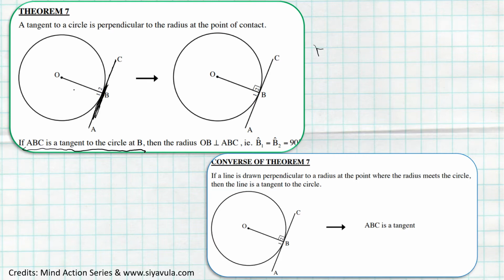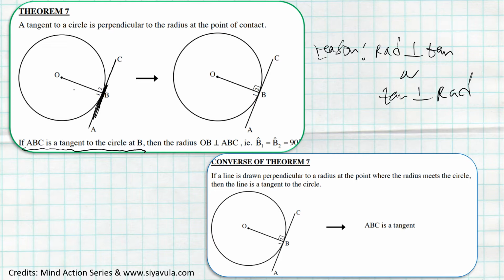Okay, so meaning that our angle B1 will be equal to angle B2, which will be equal to 90 degrees. And our reason that we give is radius perpendicular tan, standing for tangent, or someone can choose to say tan perpendicular radius. You can choose any of the two reasons. The method of arrangement there does not really matter. Okay, so that's our theorem 7.